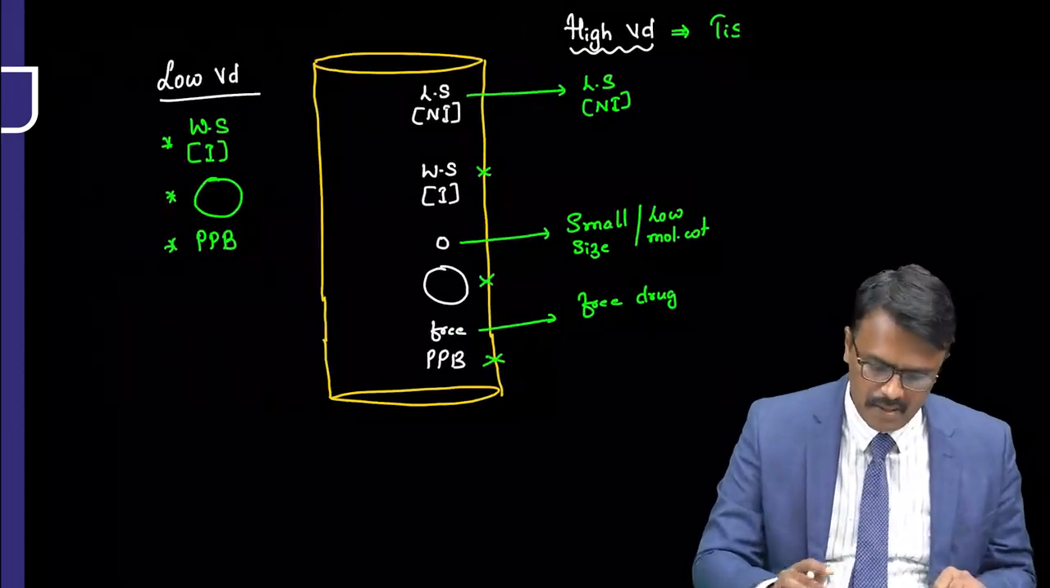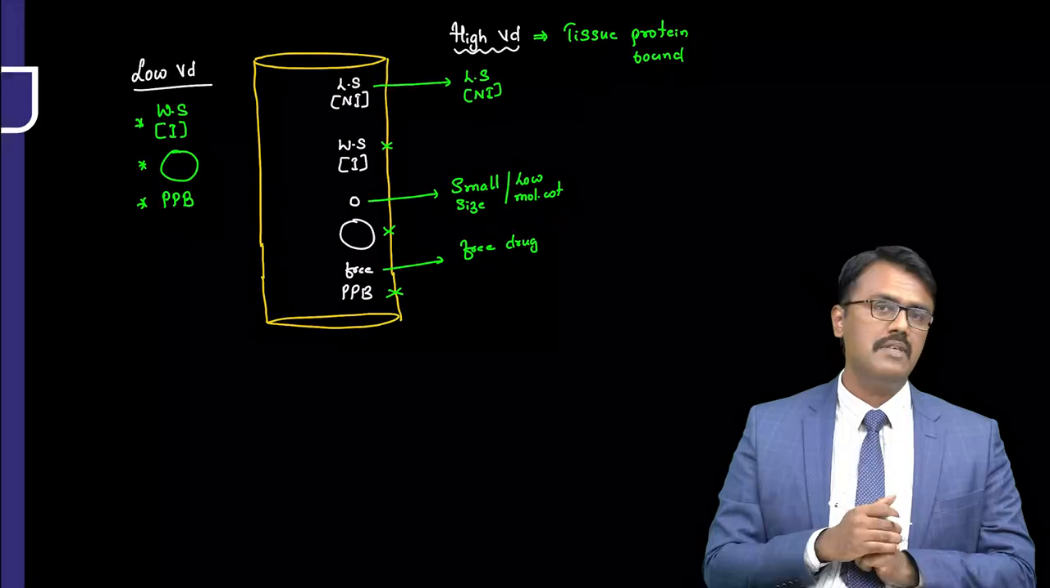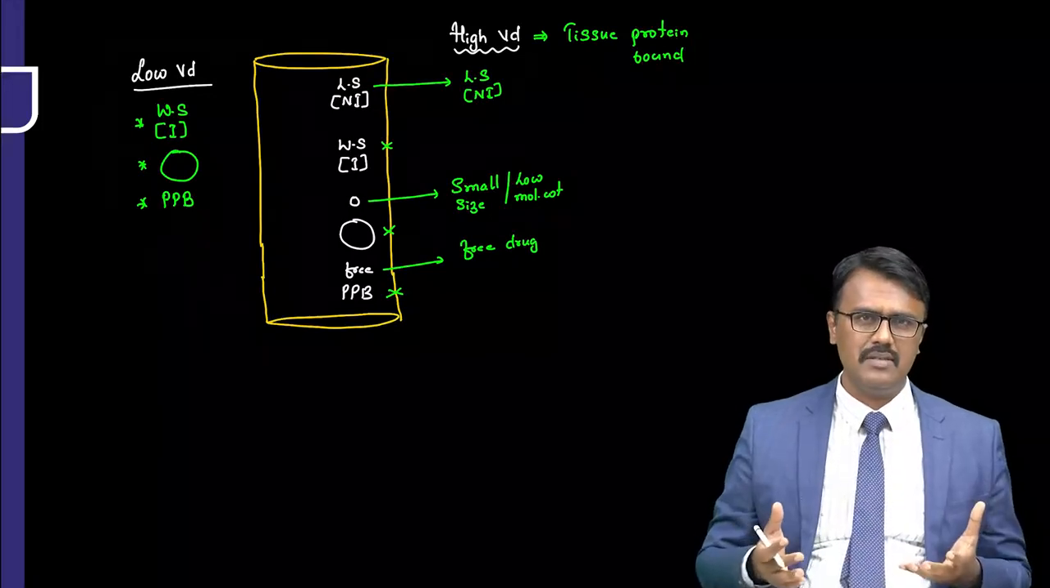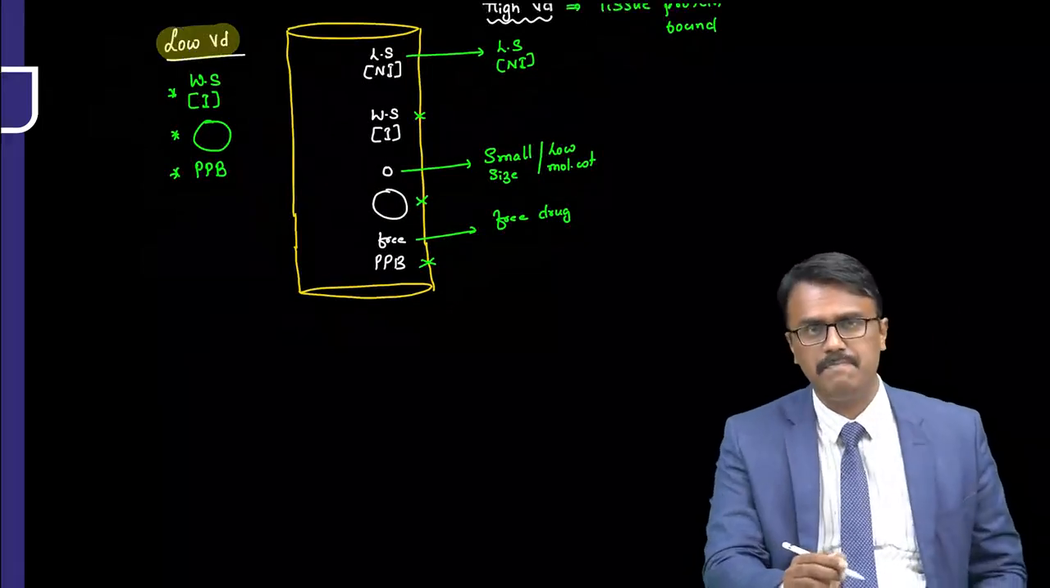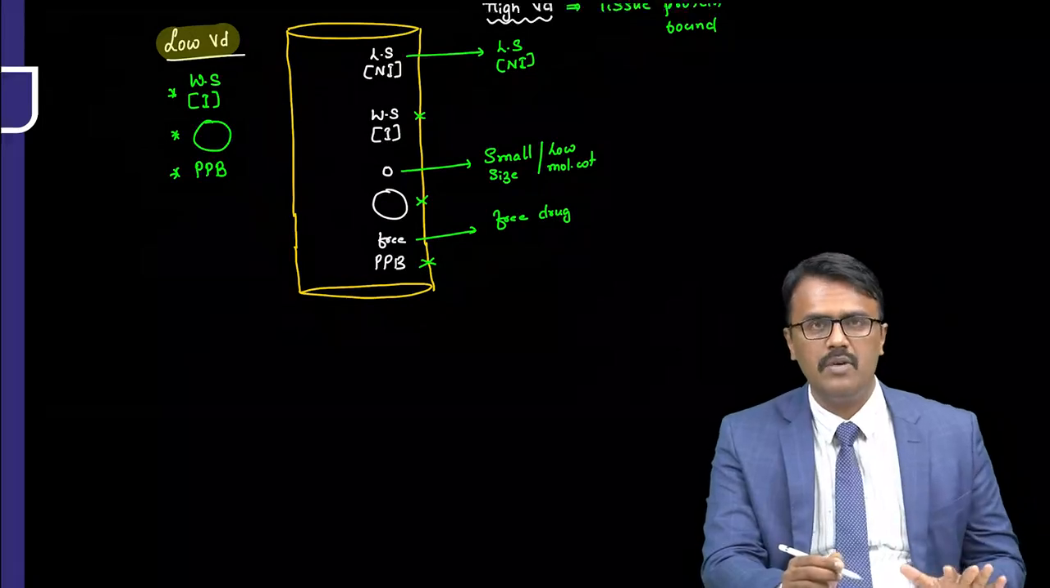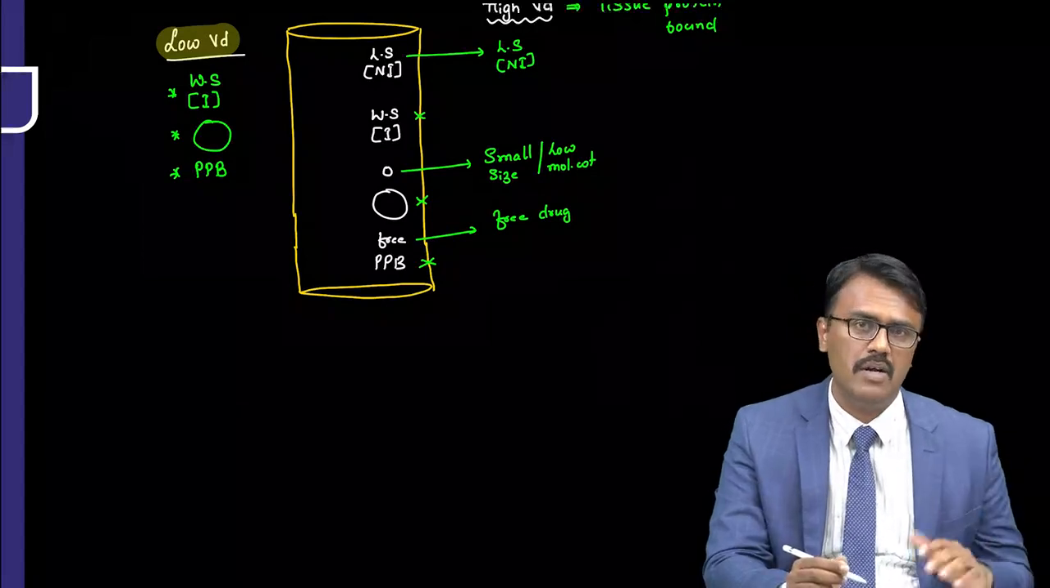Okay, fine. Sir, you are telling all these things, we understood, but why are we studying this? What is the importance of this? The importance is, suppose you want to design a drug for a pregnant woman. We know that when we give a drug to a pregnant woman, it will go to the placenta, from there to the fetus, and the fetus may also get affected.